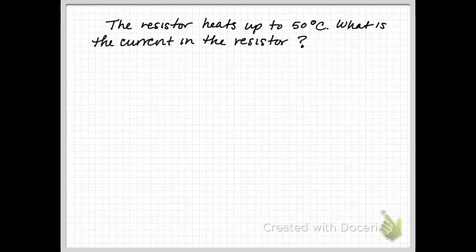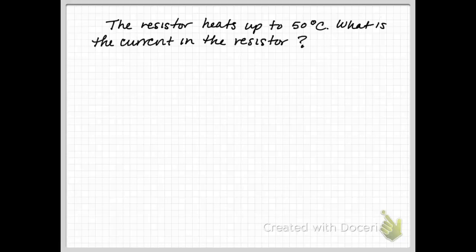Now, as it keeps going, the resistor heats up, and depending on what the coefficient is, it may actually increase or decrease the resistance. You'll see some of the coefficients with negative numbers, and that means it's actually going to decrease the resistance. So in this case, we have a positive number for a coefficient, so the resistance is going to go up.